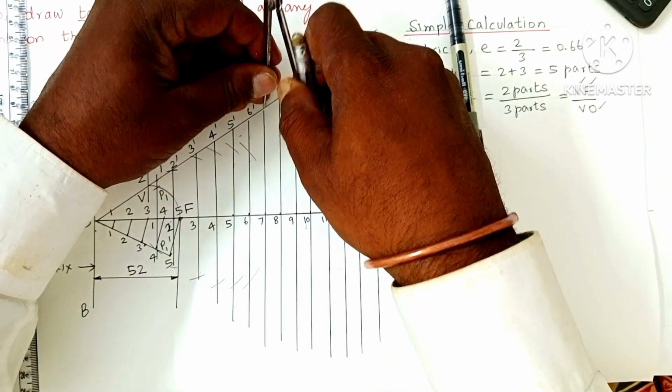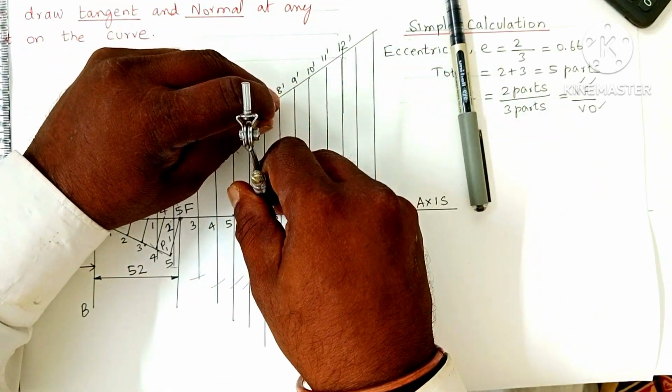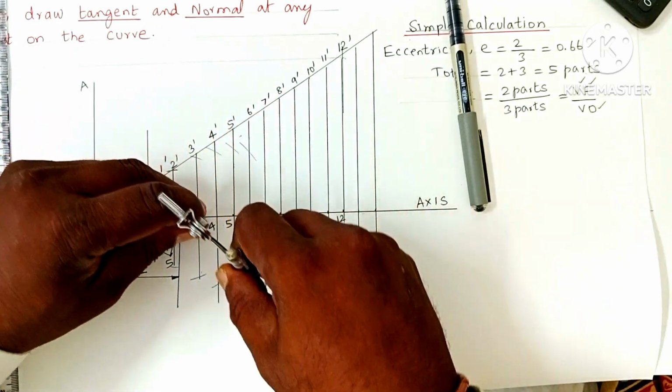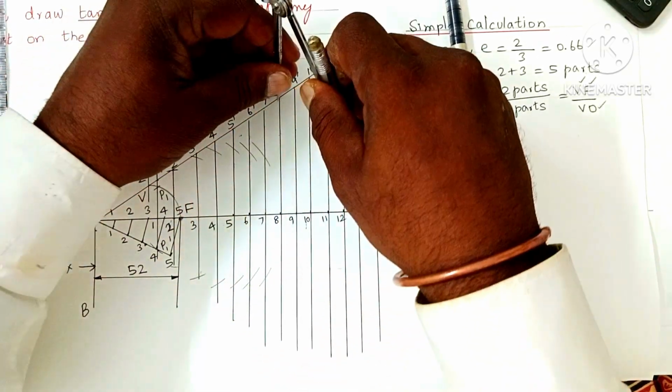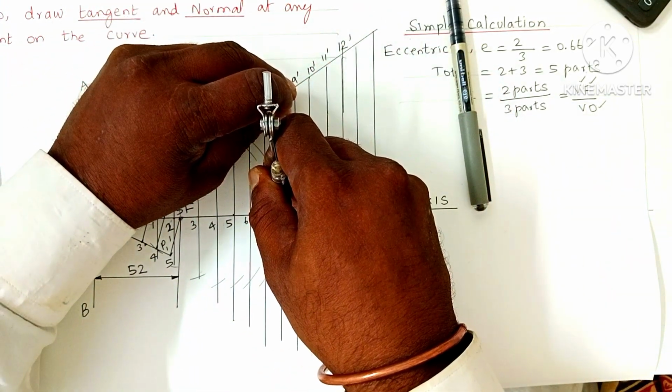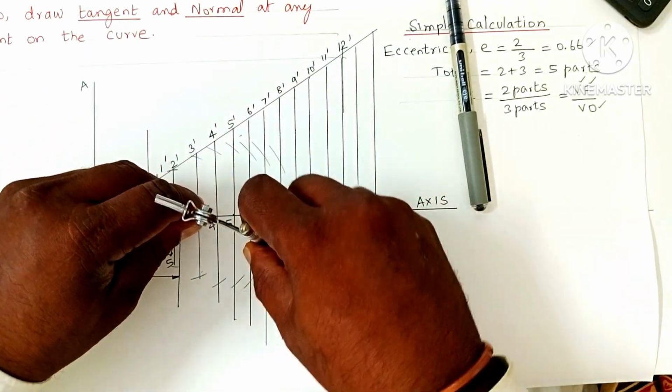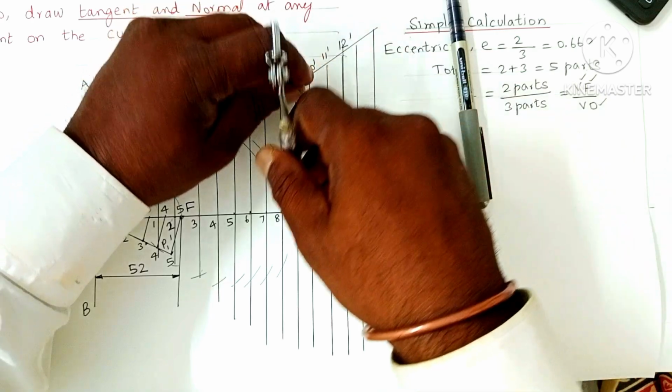Next, the seventh vertical line. F as center. Eighth vertical line. Ninth vertical line.